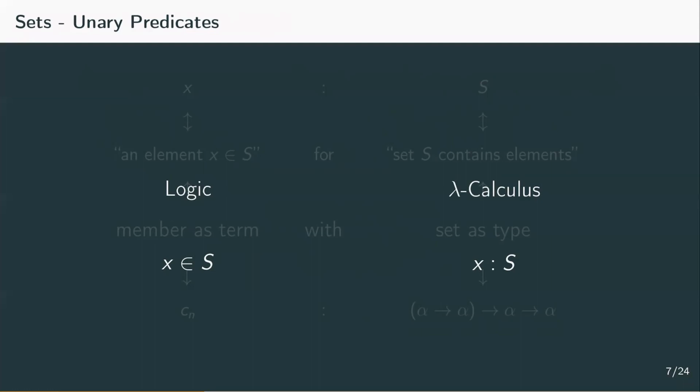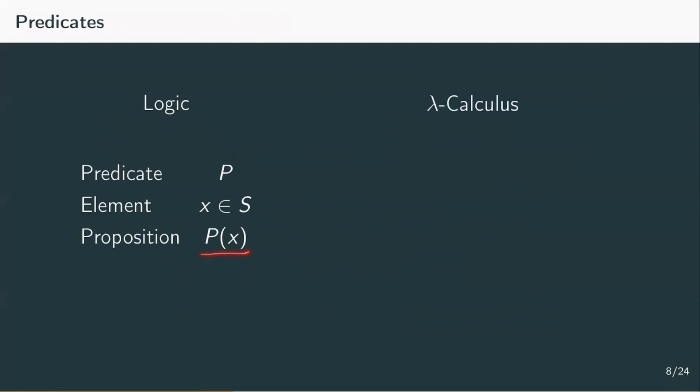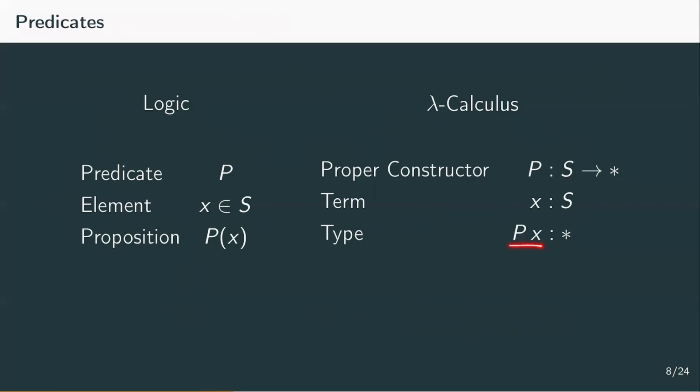We can continue in that fashion with predicates that make a statement about an element X of set S. Such a predicate P is a proper constructor depending on a member of the set S. So P has type S to star. Such a predicate P gets a term X from a specific set S as an input. So X is a term of type S. And the predicate returns a proposition as a type. So P applied to X is a type and has kind star.